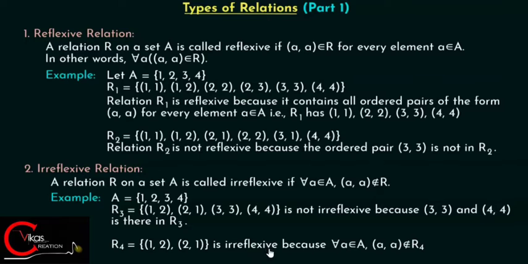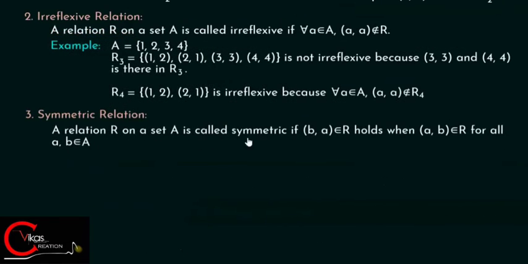Now let's discuss the third type of relation, that is symmetric relation. A relation R on a set A is called symmetric if (b, a) belongs to R whenever (a, b) belongs to R, for all a, b belonging to A.